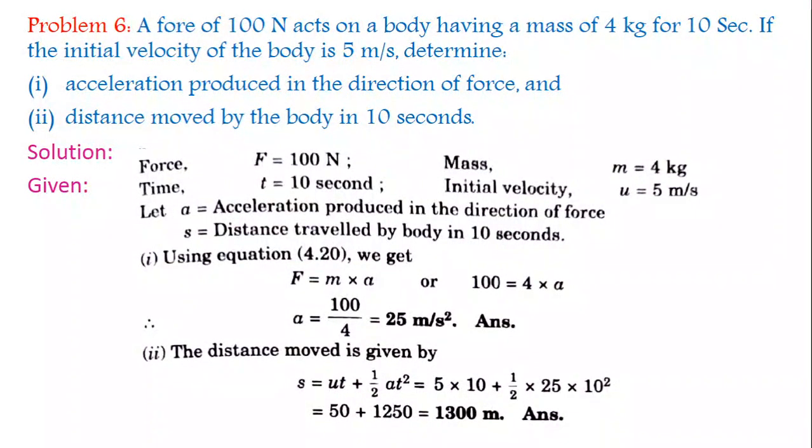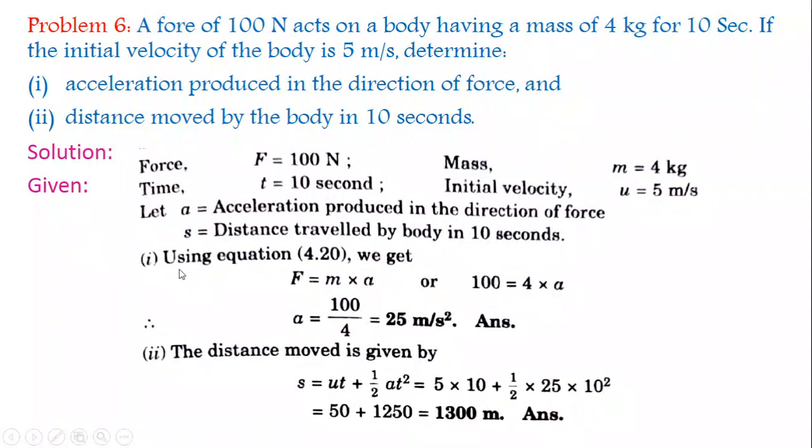Let's go for the problem solution. Given data: the force is 100 Newton, the mass of the object is 4 kg, the time is 10 seconds, and the initial velocity of the object is 5 meter per second. The things to be found: first, the acceleration produced in the direction of force; second, the distance traveled by the body in 10 seconds.